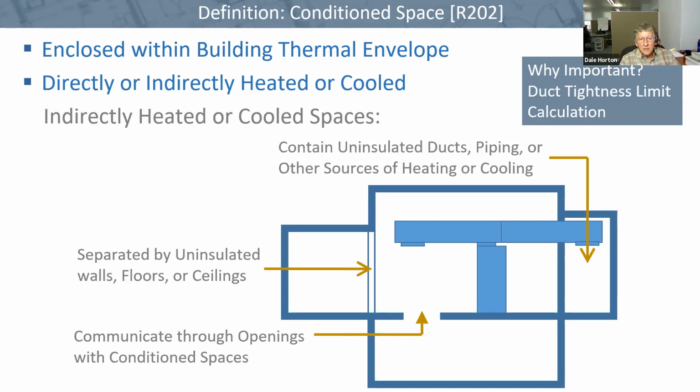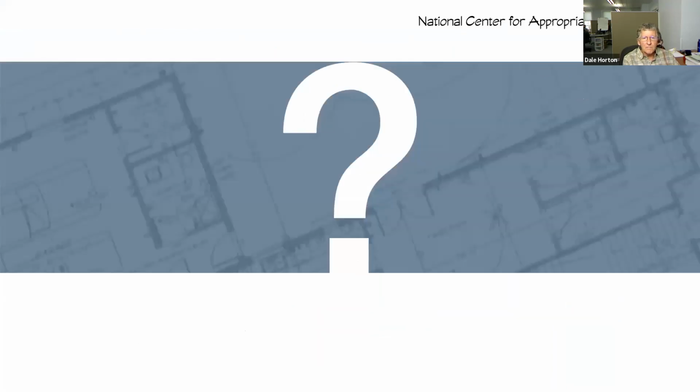First, if there are uninsulated ducts or piping inside the space, then it's conditioned. If it's separated by an uninsulated wall, then it's considered conditioned. Or if there are openings between the space in question, such as a basement, and the directly conditioned space. So the conditioned space is the area surrounded by a thermal envelope and is heated directly or indirectly. And that helps explain how you calculate conditioned space, which you need to do, for example, when you're deciding how much air leakage is allowable in the duct system.